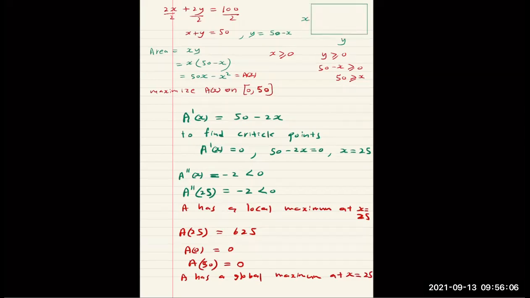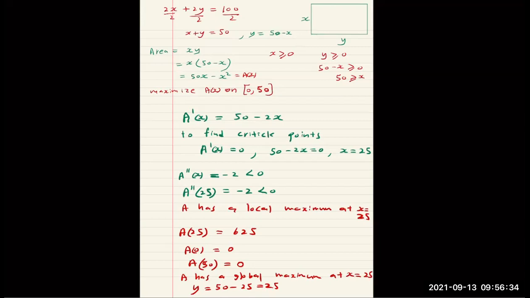Okay, so how do you find the value of y now? We have the value of x. The value of y is clear. We know that y is 50 minus x. So we can plug in the value of x there. 50 minus x is 25. That means the dimensions that we should use to maximize the area would be x is equal to 25 and y is equal to 25.